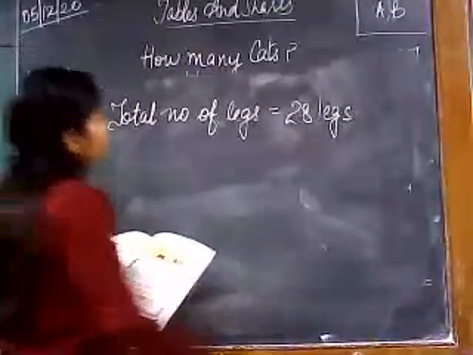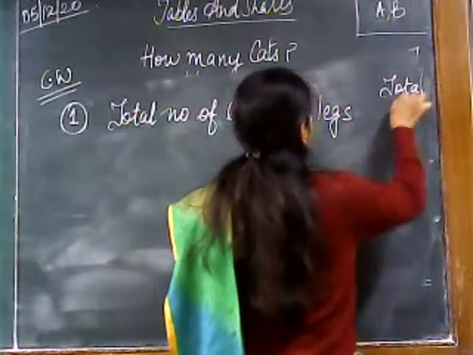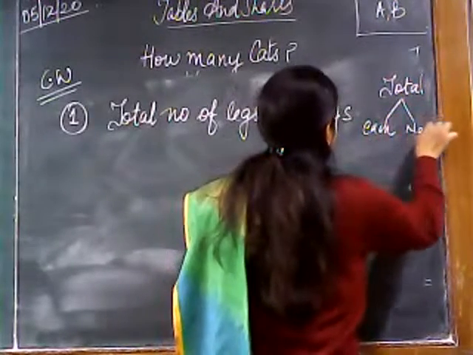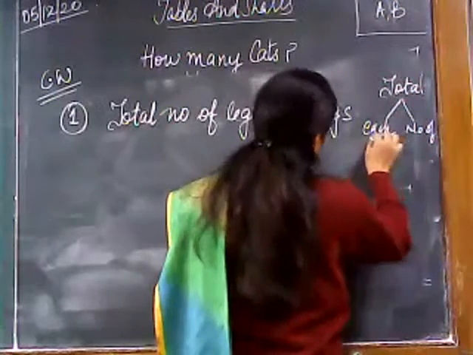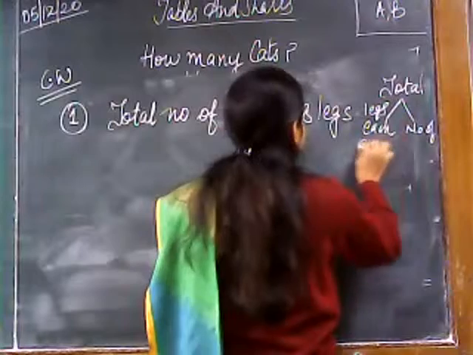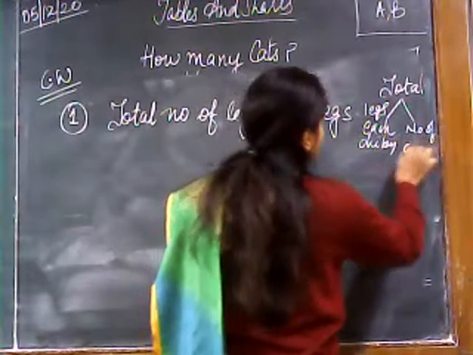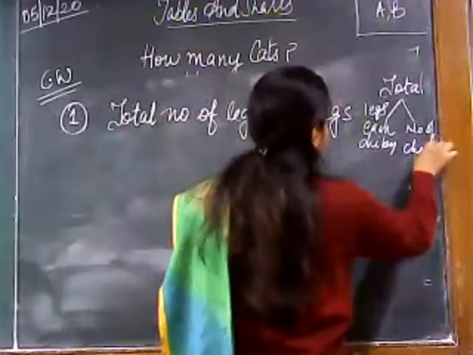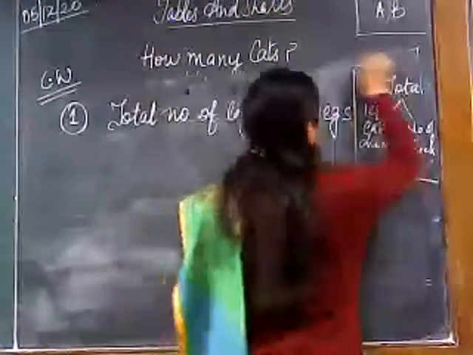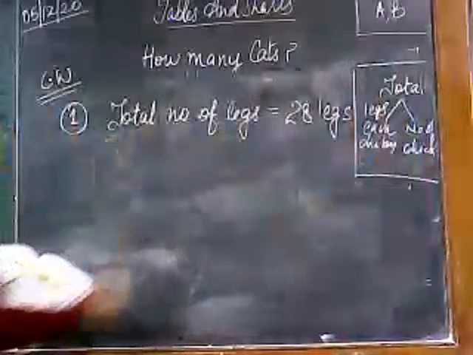Now, children, always remember this, that the total is formed by the number of legs with each chicken and the number of chickens. Suppose we are dealing with legs. This is for your information. You do not have to write it in your book. We are just going by the division method to write.